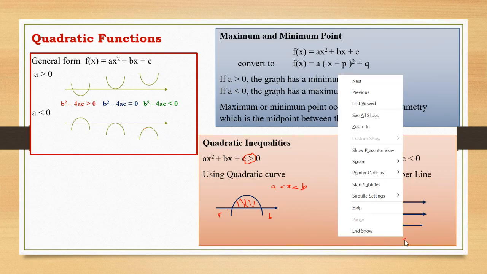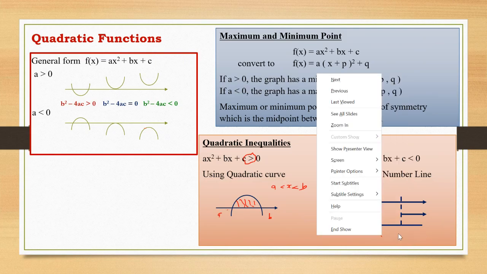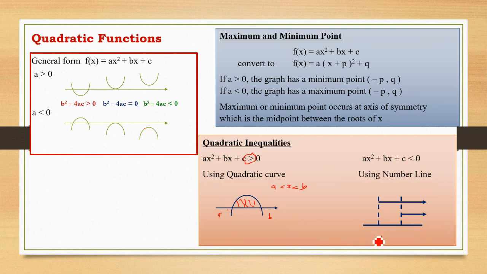And this point, I call it B. Okay, the first point is A and the second point is B. Okay, so I'll show you how to do this number line when we're solving a question.